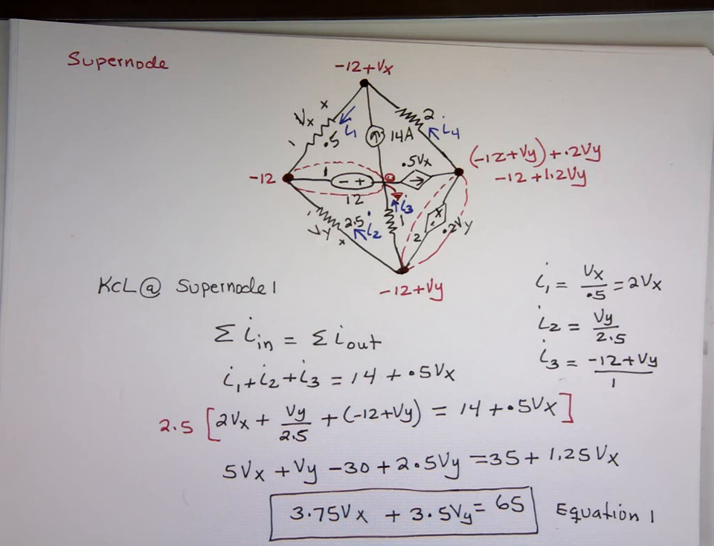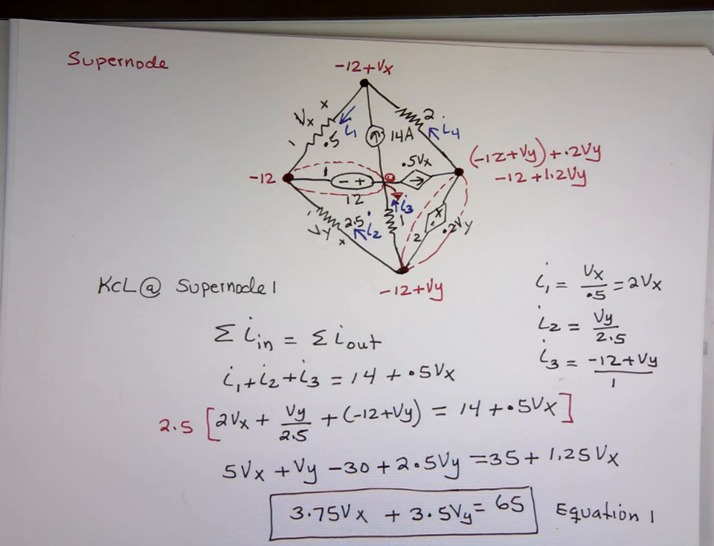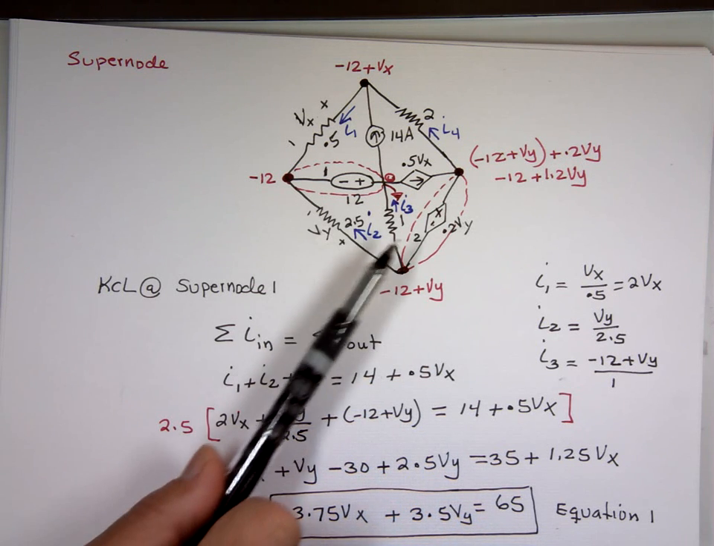So we did KCL at the supernode 1. And when you simplify it, that's your answer. Now I'm going to do KCL at supernode 2. That's this one.